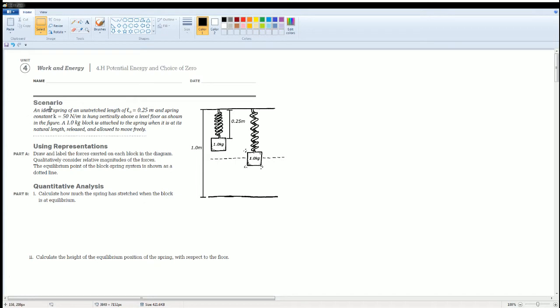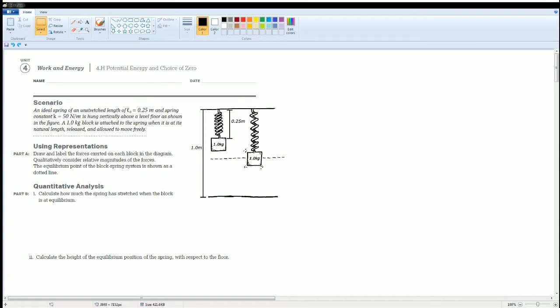The scenario: an ideal spring of an unstretched length L naught equals 0.25 meters, and a spring constant of k equals 50 newtons per meter, is hung vertically above a level floor as shown in the figure. There should be no mass here. A 1 kilogram block is attached to the spring when it is at its natural length, released, and allowed to move freely. Once it's attached, then it moves.